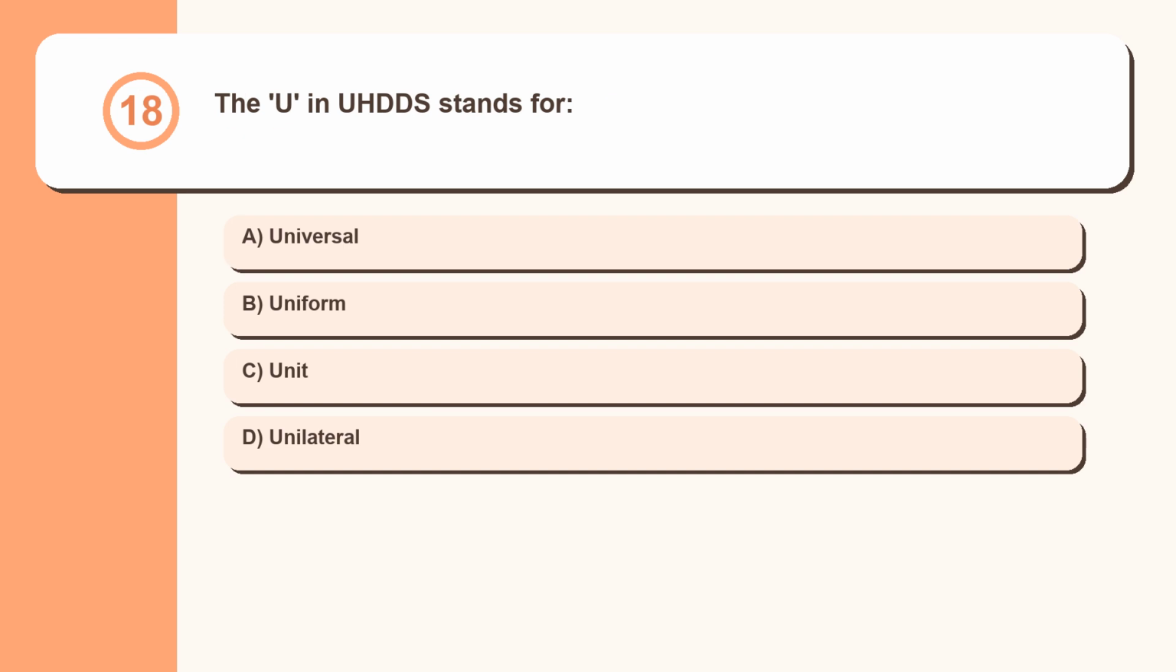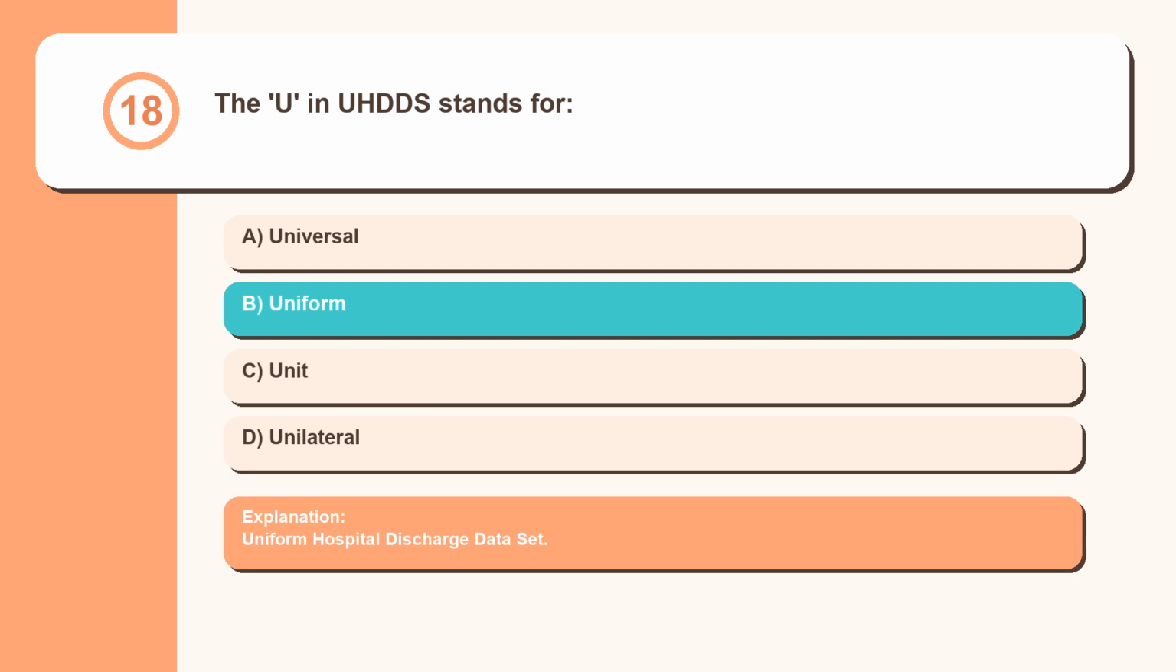Question 18. The U in UHDDS stands for universal, uniform, unit, unilateral. Uniform Hospital Discharge Data Set.